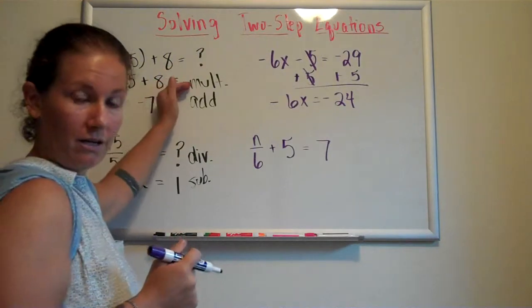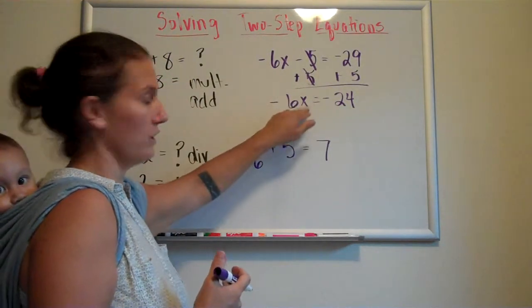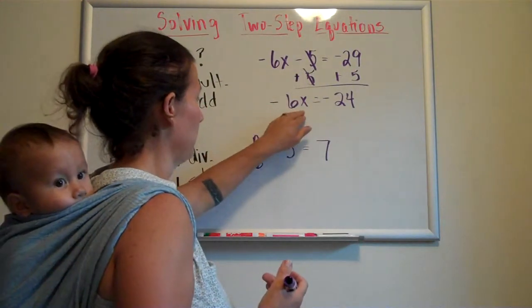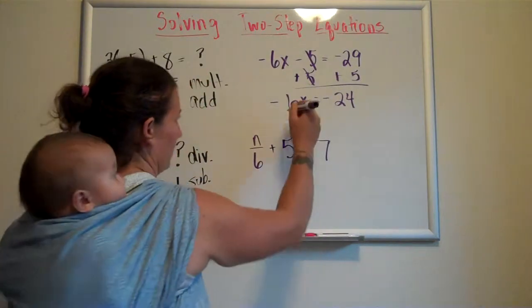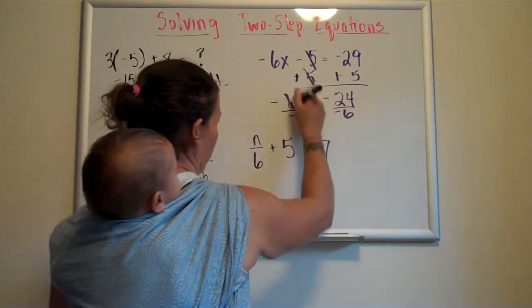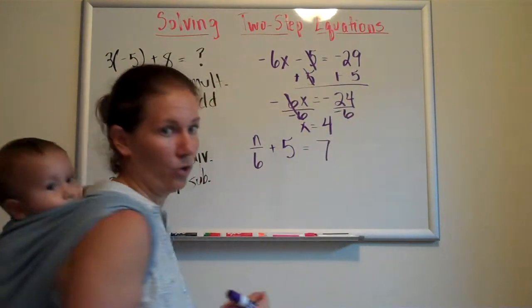Then up here, the first thing that I did was multiply. So over here, I'm going to undo the multiplication as my last step. So the opposite of multiply by negative 6 would be to divide by negative 6. So I divide both sides by negative 6, and here I'm going to get x equals 4.